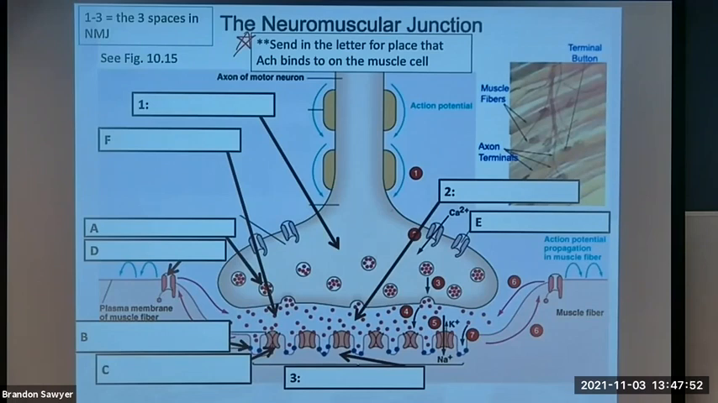So when it comes to those numbers up there, we're just naming those. What do we call one? Yeah, that's the presynaptic terminal.